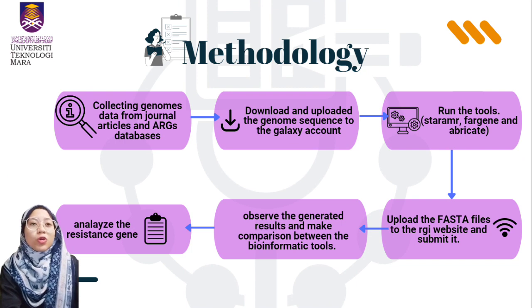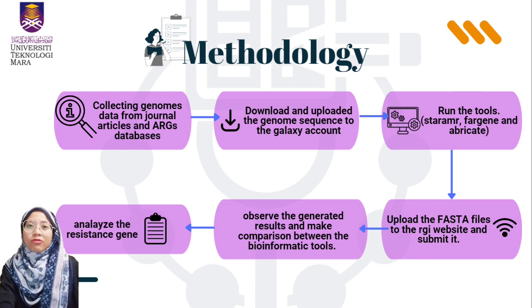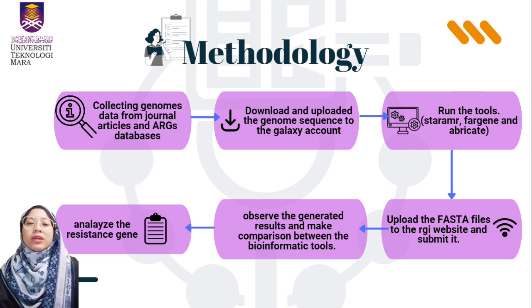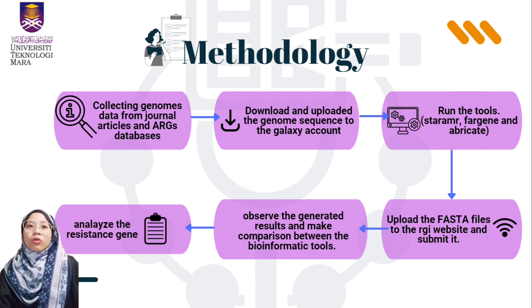Bringing our focus to a new point, I will now outline the methodology I utilized to achieve my research objective. The first step is to collect the genome data from various sources such as journal articles and databases. For this research, I used 50 different genomes to be analyzed. Next, the genome sequence was downloaded in FASTA format and uploaded to the Galaxy account. Then, select one of the genome contigs and start running the tools. The results will be generated after a minute or more depending on the length of the sequence and the internet connection.